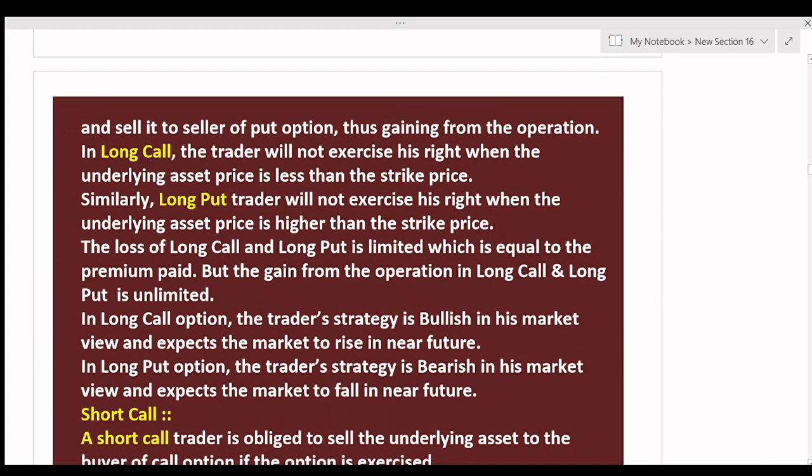In long call, the trader will not exercise his right when the underlying price is less than the strike price. Similarly, in long put, the trader will not exercise his right when the underlying asset price is higher than the strike price. The loss of long call and long put is limited, which is equal to the premium paid. But the gain from the operation in long call and long put is unlimited.